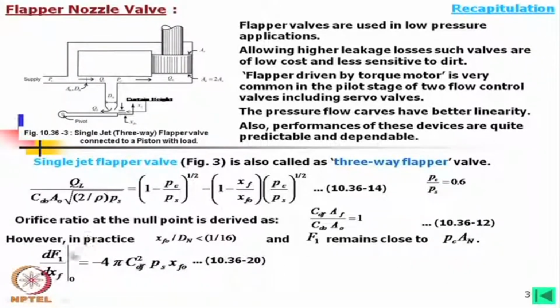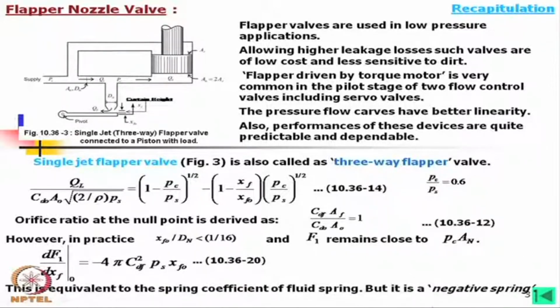Now, what we find also is that if we differentiate this force with the flapper nozzle movement, then this becomes 4 pi into CDF square PS into XF0, and this is equivalent to the spring coefficient of a fluid spring. Okay. If we compare this value, then we find as if this is a fluid spring, but it is in the negative, it is a negative spring.